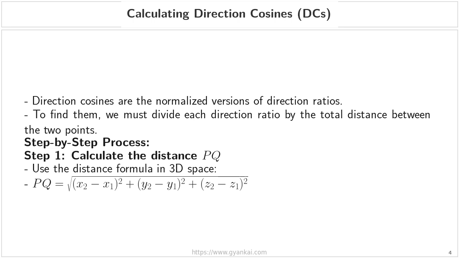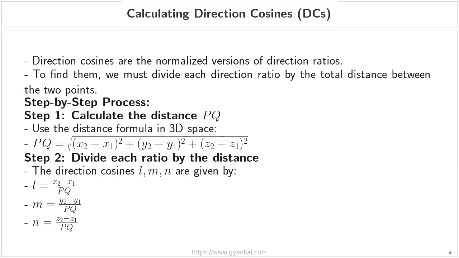You'll take the difference in the x-coordinates, square it, add it to the square of the difference in the y-coordinates, and finally add the square of the difference in the z-coordinates. Once you have that sum, you take the square root of the entire expression. It looks like this. The square root of the quantity (x2 minus x1) squared plus (y2 minus y1) squared plus (z2 minus z1) squared.